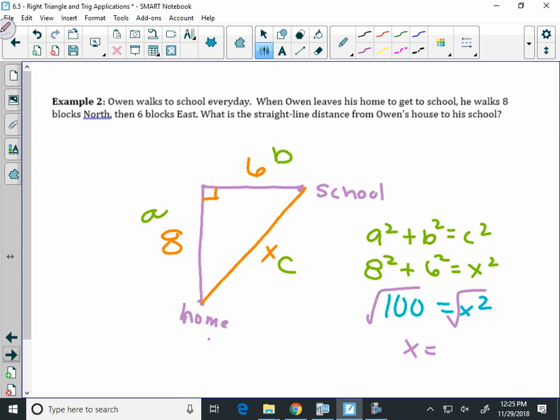And the square root of 100 is? So it's 10 blocks. That is how far the straight line distance is from his house to his school. But he probably just can't walk that way because it's dangerous streets or other people's yards or things like that.